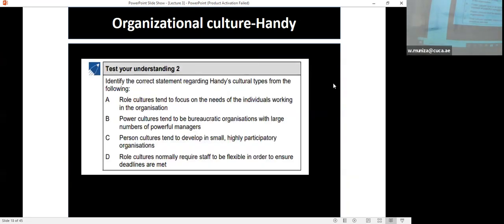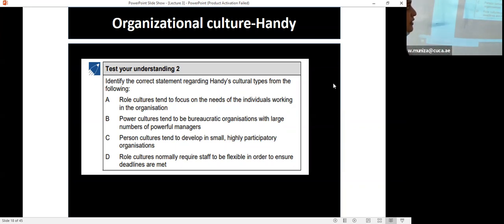Understanding number two is there for the practice of Handy's view. Identify the correct statement regarding Handy's cultural types from the following. So four cultures have been presented to us by Handy. Which ones are those? Power culture, Zeus, role culture, Apollo, task culture, Athena, person culture, Dionysius. Okay, so they say identify the correct statements regarding Handy's cultural types from the following.